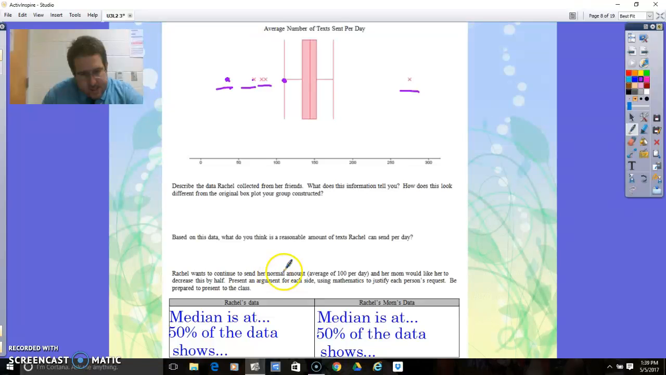Rachel wants to continue to send her normal amount, and her mom would like her to decrease this by half. Present an argument for each side using mathematics to justify each person's request. Be prepared to present this to class.